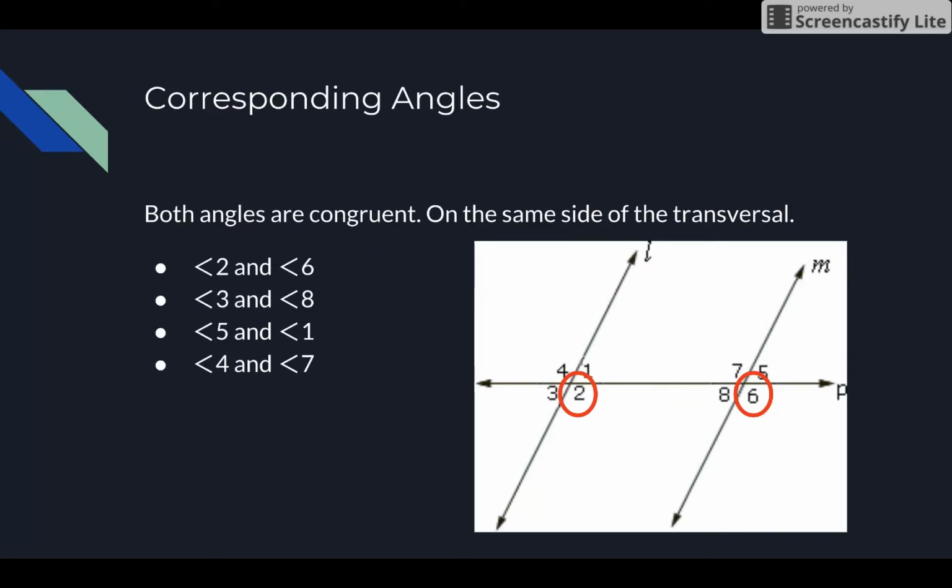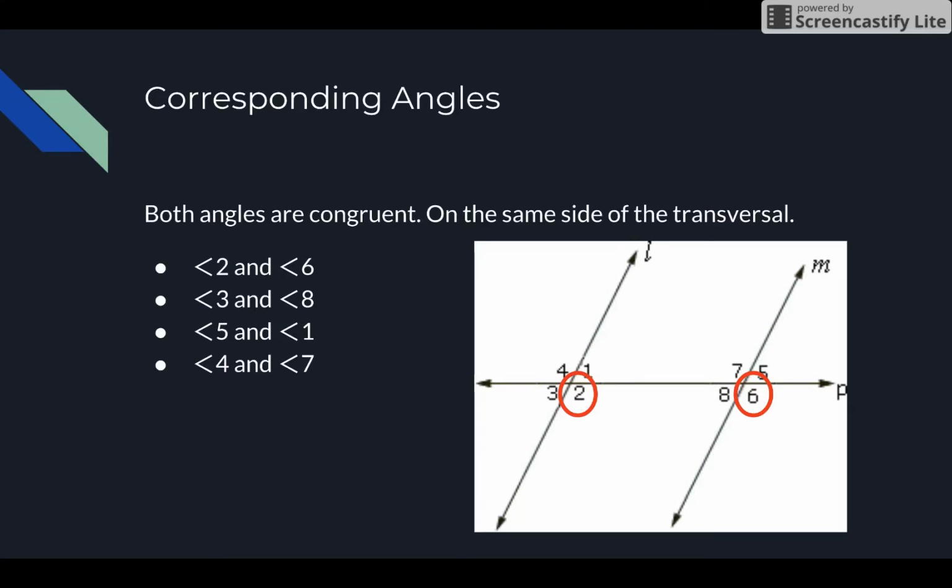The first one that we're going to be working with is corresponding angles. Corresponding angles means that both angles are congruent, and they are on the same side of the transversal. An example of this is circled in red, angle 2 and angle 6. You can imagine these two sliding right into one another if we just moved M to the left a bit or moved L to the right a bit.